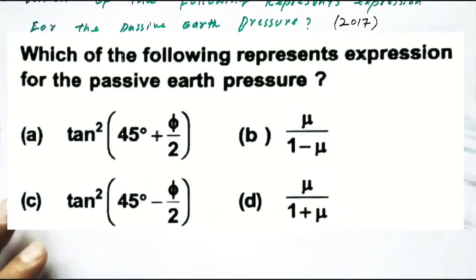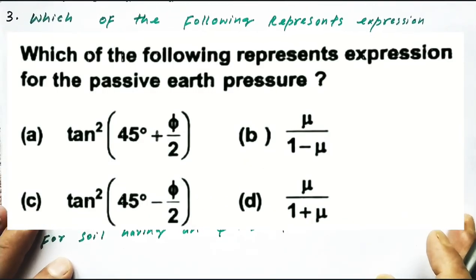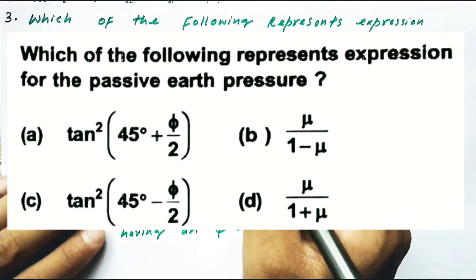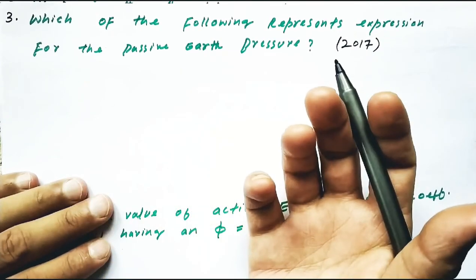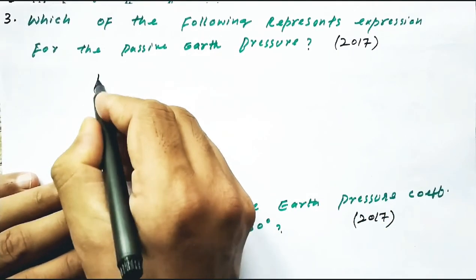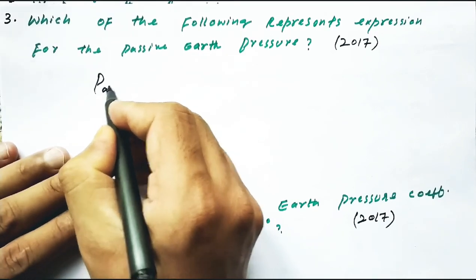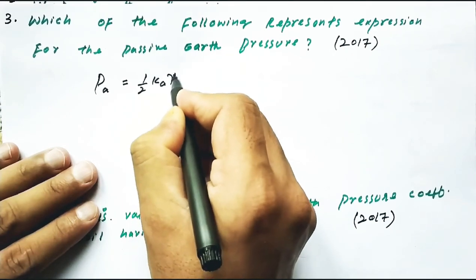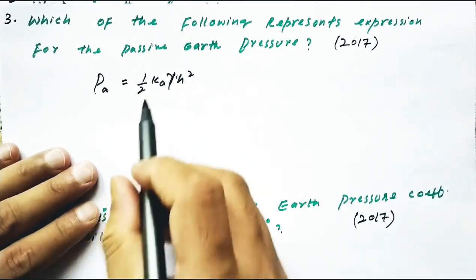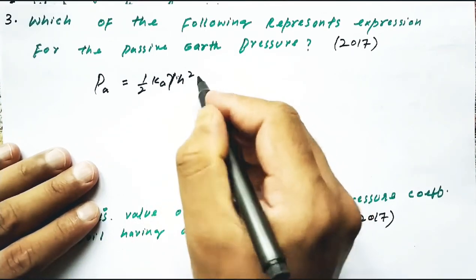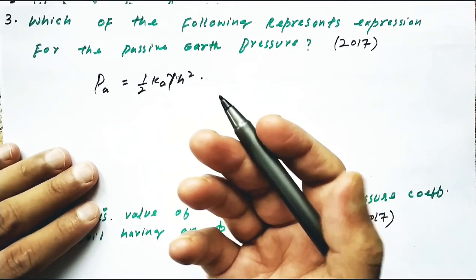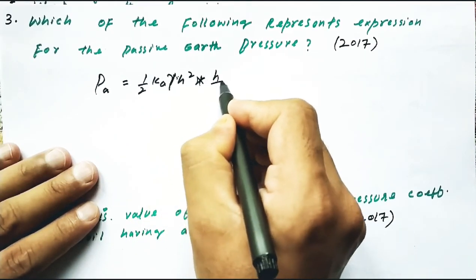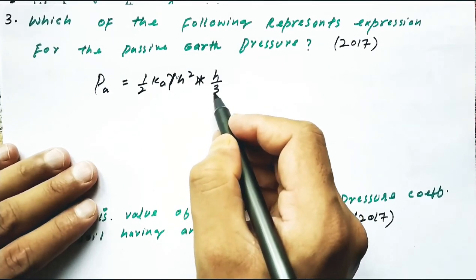Now coming to the next question, question number 3, displayed on the screen. Which of the following represents the expression for the passive earth pressure? Passive earth pressure and active earth pressure have already been discussed. So the earth pressure according to Rankine is P equals half of K gamma H square. The total pressure will act at a height h by 3 from the base.